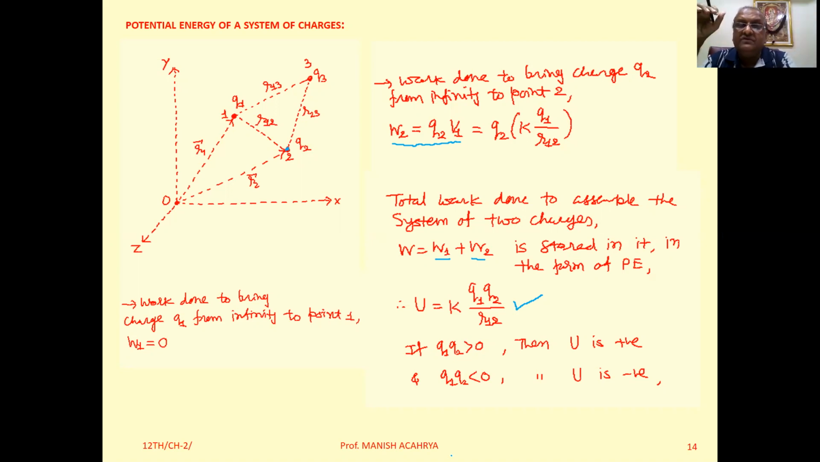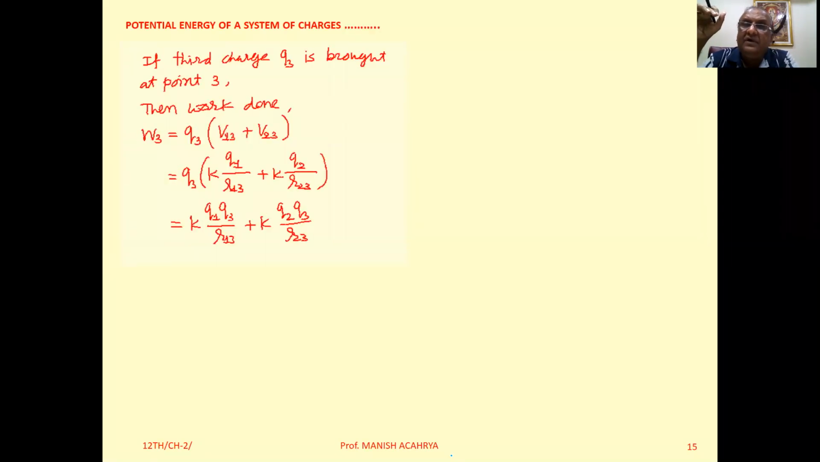Now suppose a third charge Q3 is brought at point 3 from infinity. Then total work done is how much? So work done is the potential at point 3 into Q3.